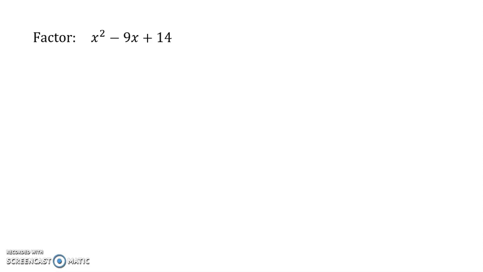Let's take a look at some factoring review. In this example, we're going to take a look at x squared minus 9x plus 14. And to start factoring this, we're going to go ahead and look at the factors that multiply together to give us 14. So we've got 1 times 14 and 2 times 7.